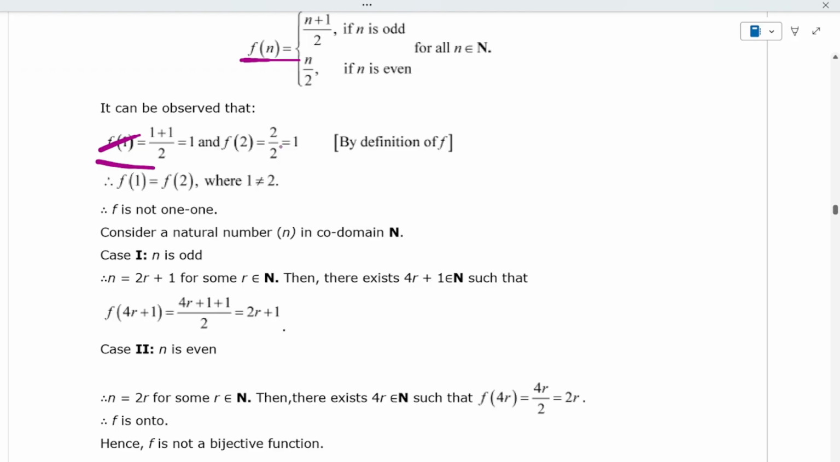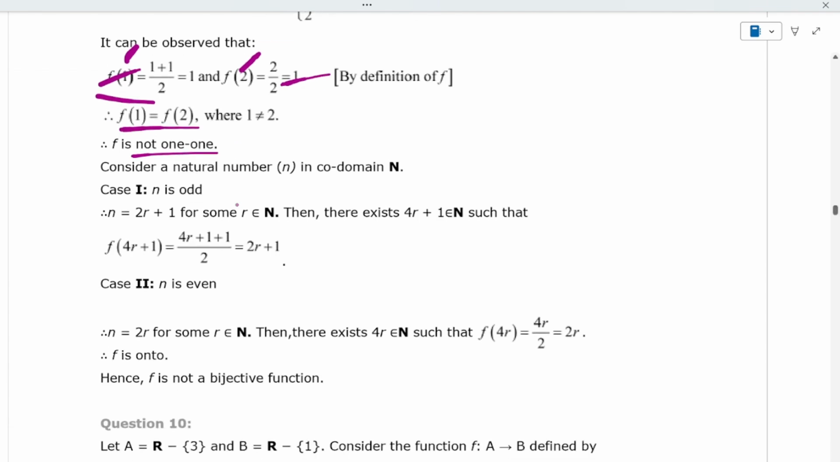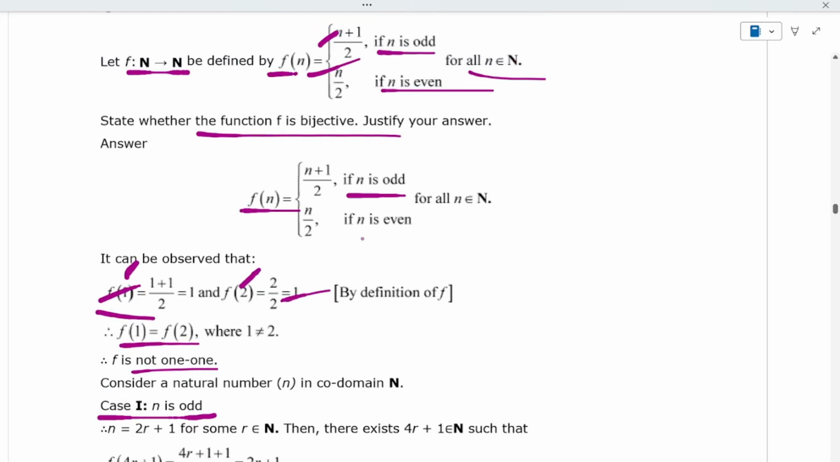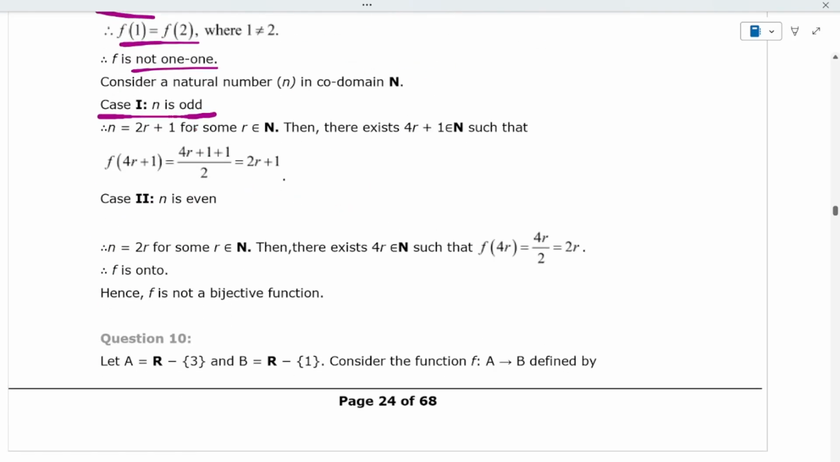F of 2 will also be 1, so the values of them are equal, but the values of the function are not equal, right? F of 1 is not equal to F of 2, so they say that it is not one-one. And if you take case 1, n is odd, right? They have given two cases, n is odd and n is even. If you take n is odd, you will get 2r plus 1.